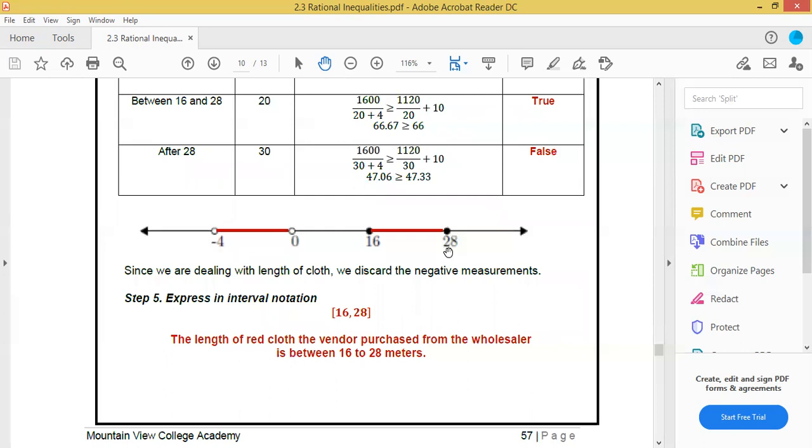Expressing it in interval notation, we have 16 in brackets since it's shaded, to 28, which is also shaded. So the length of red cloth the vendor purchased from the wholesaler is between 16 to 28 meters. This ends problem number 2.